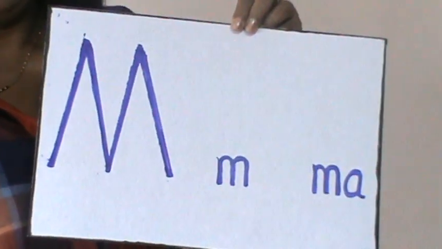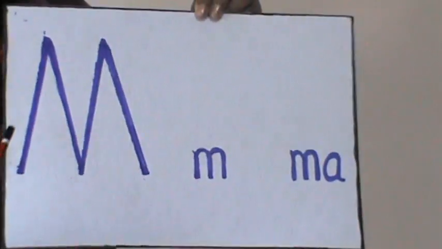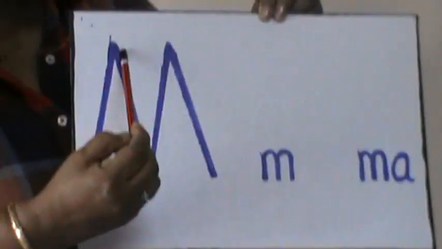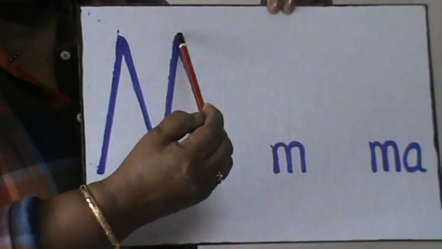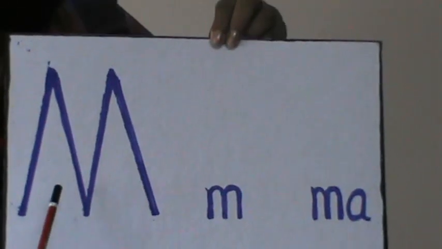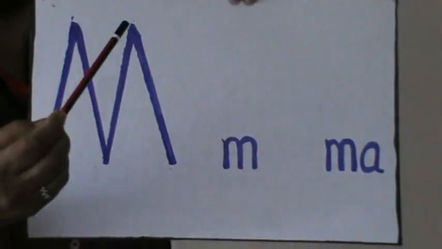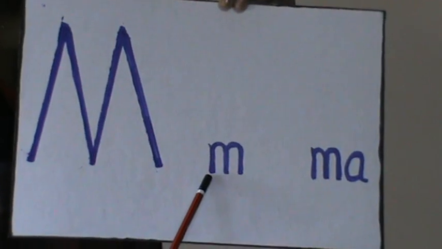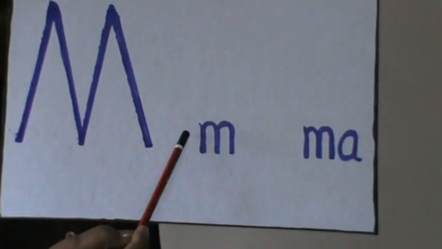Today, children, we will start with a new alphabet. The letter M. This is M. How do you write M? You go up, you come down, again you go up and come down. This is the uppercase, the capital letter M. Okay? Now this is the lowercase, small m. How do you write small m?